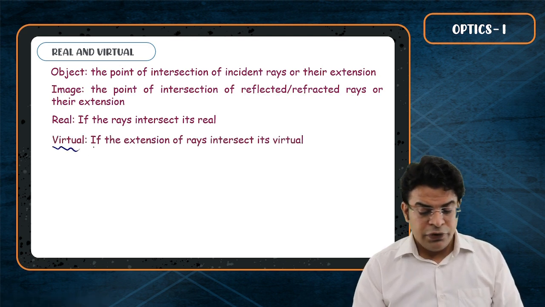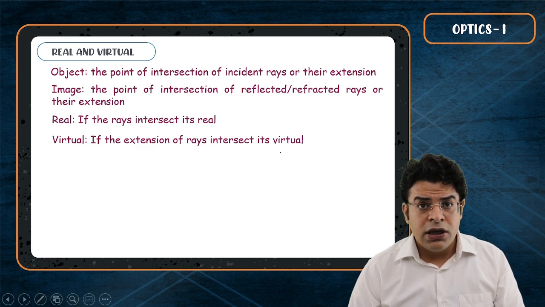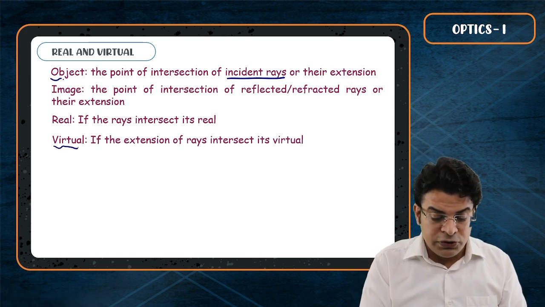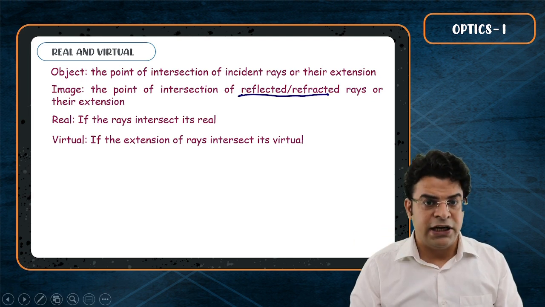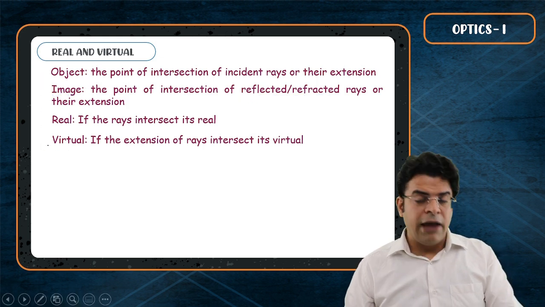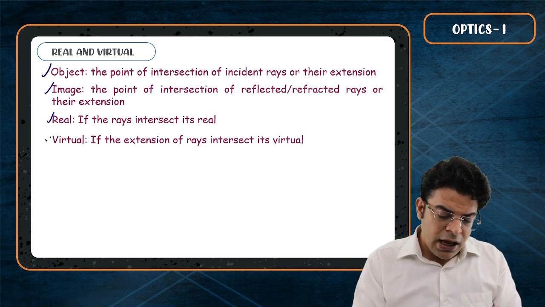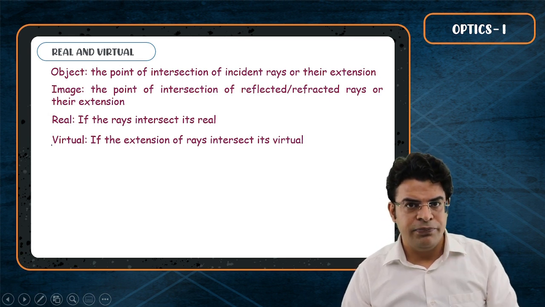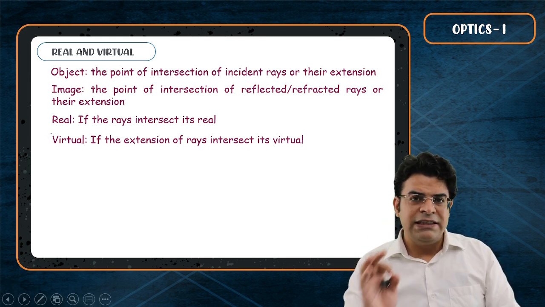What is the meaning of virtual? If the extension of the rays intersect, then it is called virtual. If the extension of incident rays intersect, you call it virtual object. If the extension of reflected or refracted rays intersect, you call it virtual image. Sir, I am not getting all these definitions. I will ask you, if you haven't understood, just pause the video once, revise these four, and then play the video, because now I am going to take the examples that will make you understand them. But it's important that you get the definitions first. Now let's see some example.